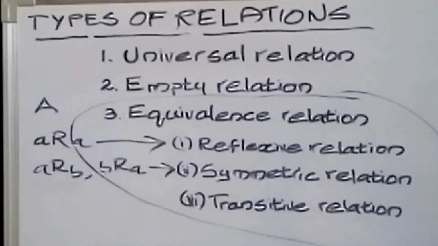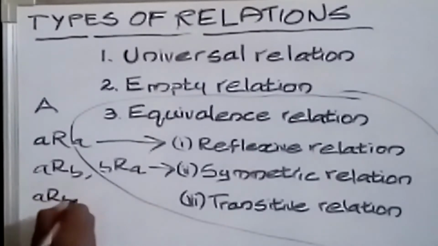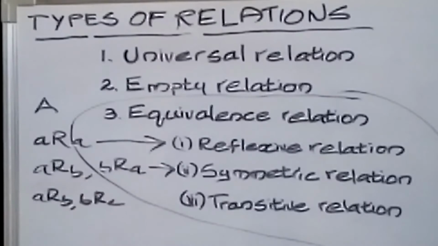And the third one is a transitive relation. A transitive relation is a relation such that if the element a is related to b and the element b is related to c, and then the element a is related to c, then the relation is said to be a transitive relation.